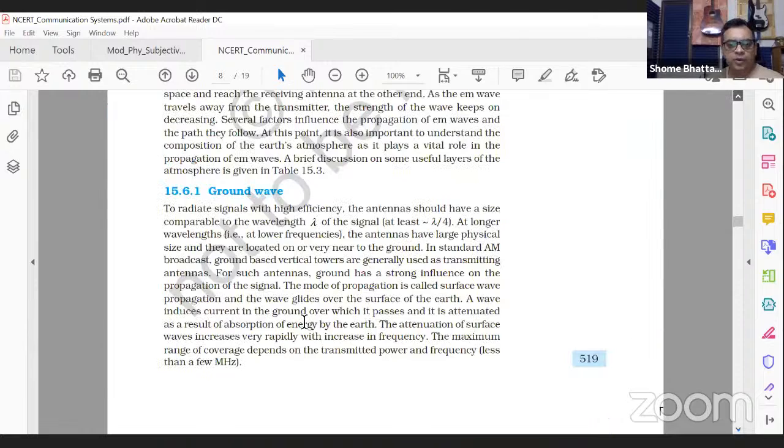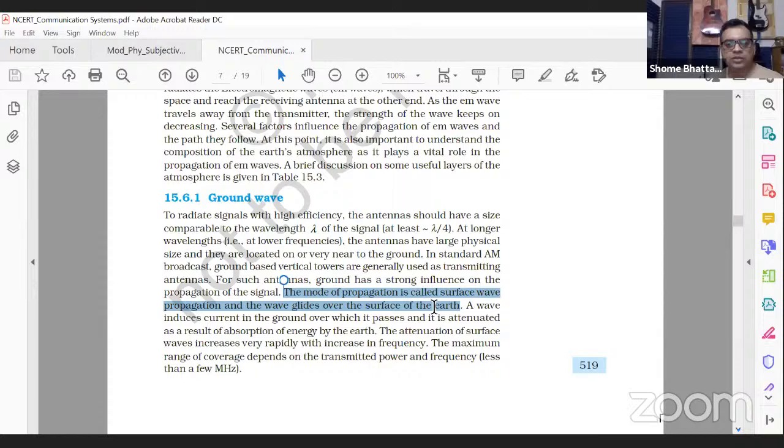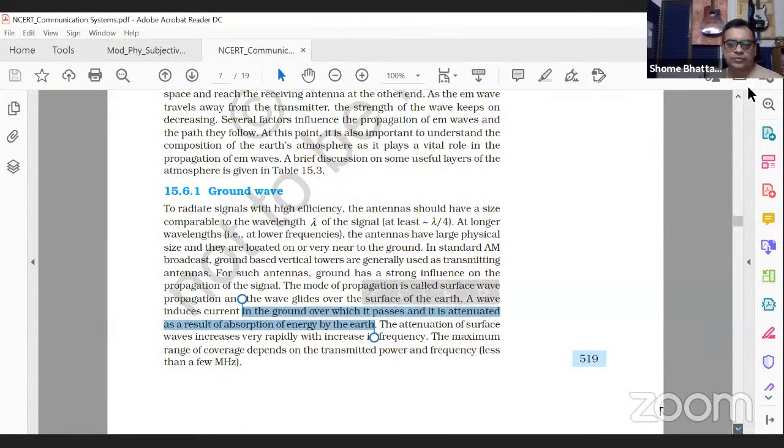So a couple more important points you should know about the ground waves. This mode of propagation is also called surface wave propagation, and the wave glides over the surface of the earth. It basically uses the surface of the earth as a waveguide, and it induces current on the ground, and through that current only the signal is transmitted. That is why these are called ground waves. The maximum range of coverage depends on the transmitted power and frequency of less than a few megahertz. Carrier wave is used for that.